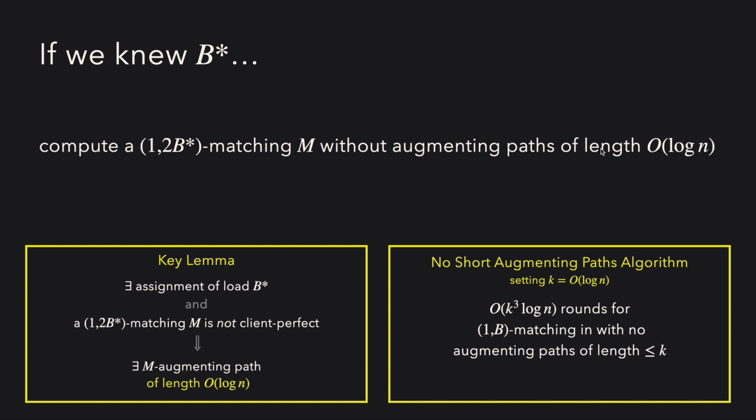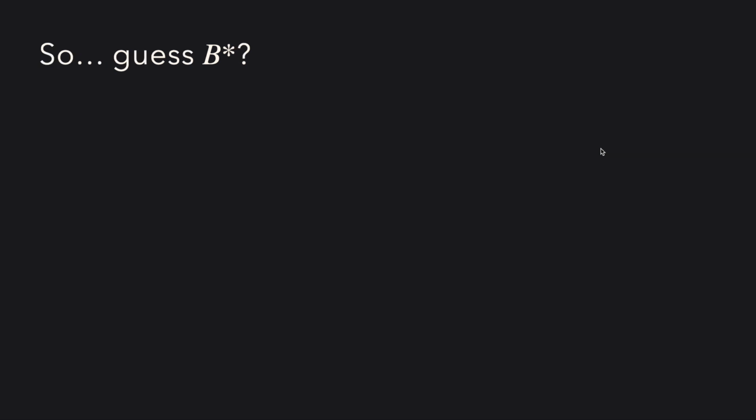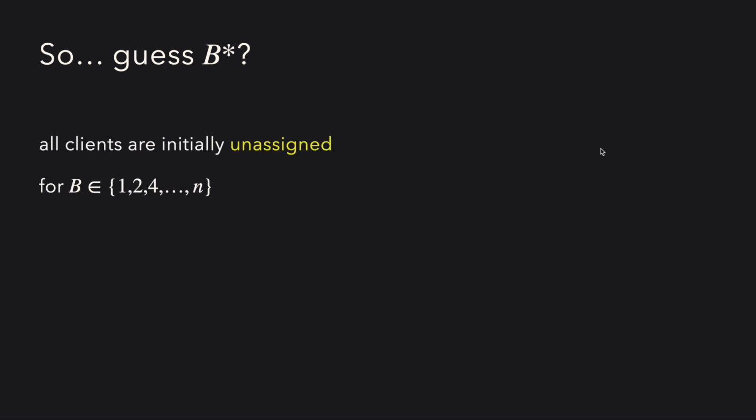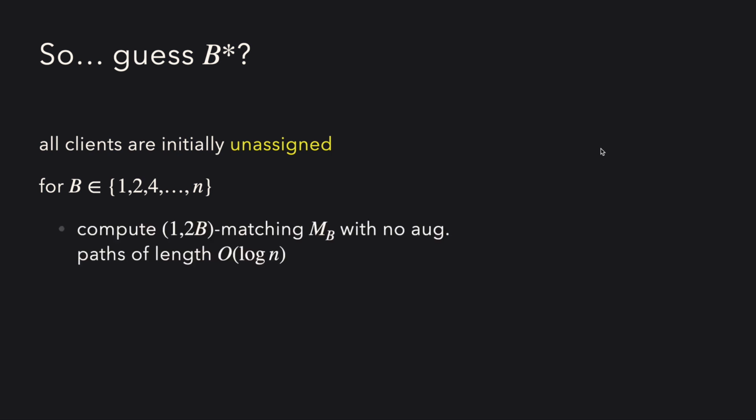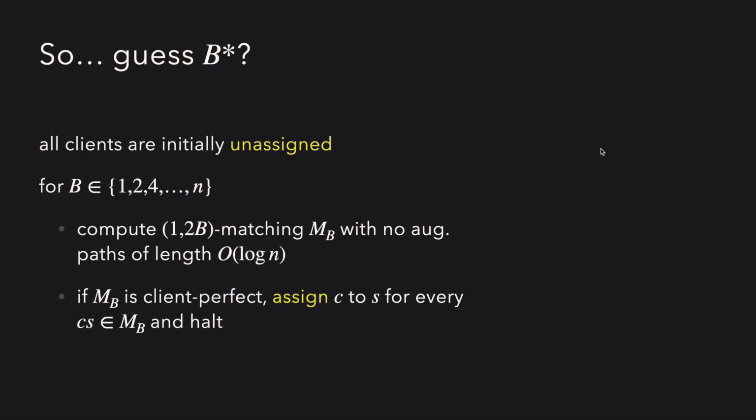Since we don't know the optimal value b star, we would like to guess and double. Here's a candidate algorithm. We try log n many values of b, namely every power of 2. For each such guess, we're going to compute a matching MB with no short augmenting paths. Notice that as soon as b is at least b star, MB will be client-perfect by the key lemma. Thus, if we just used the first client-perfect matching computed, we would obtain a good assignment.